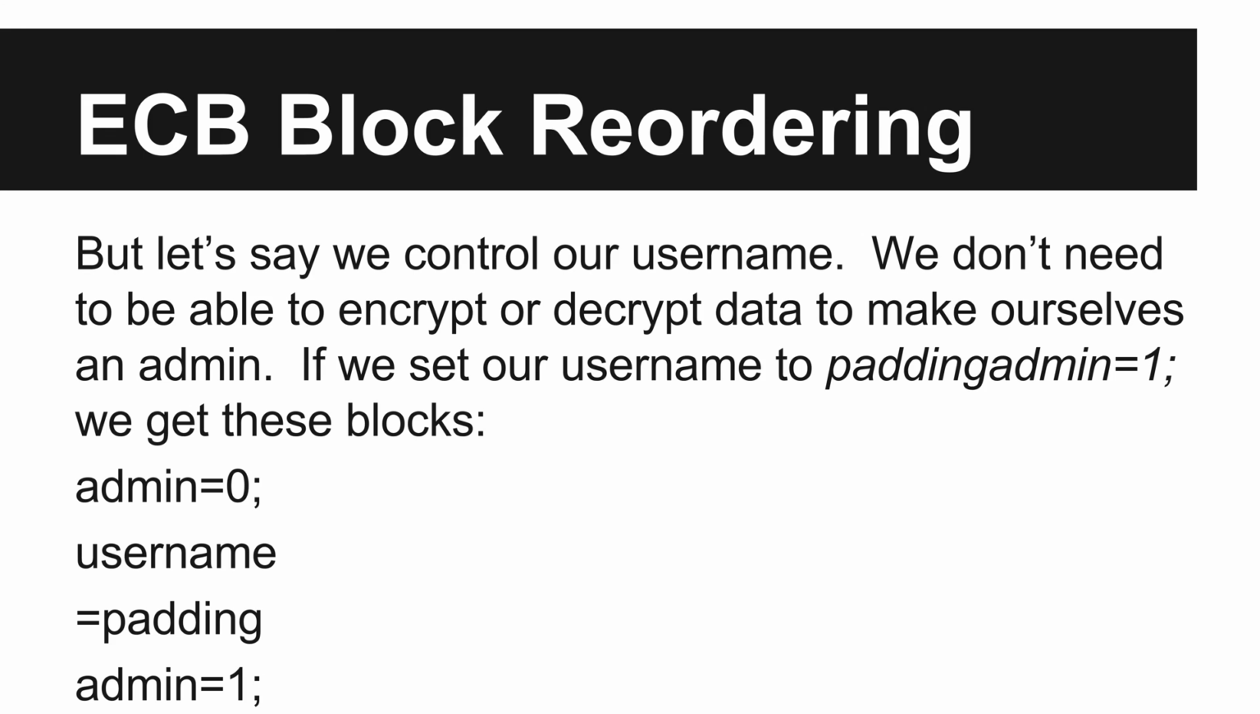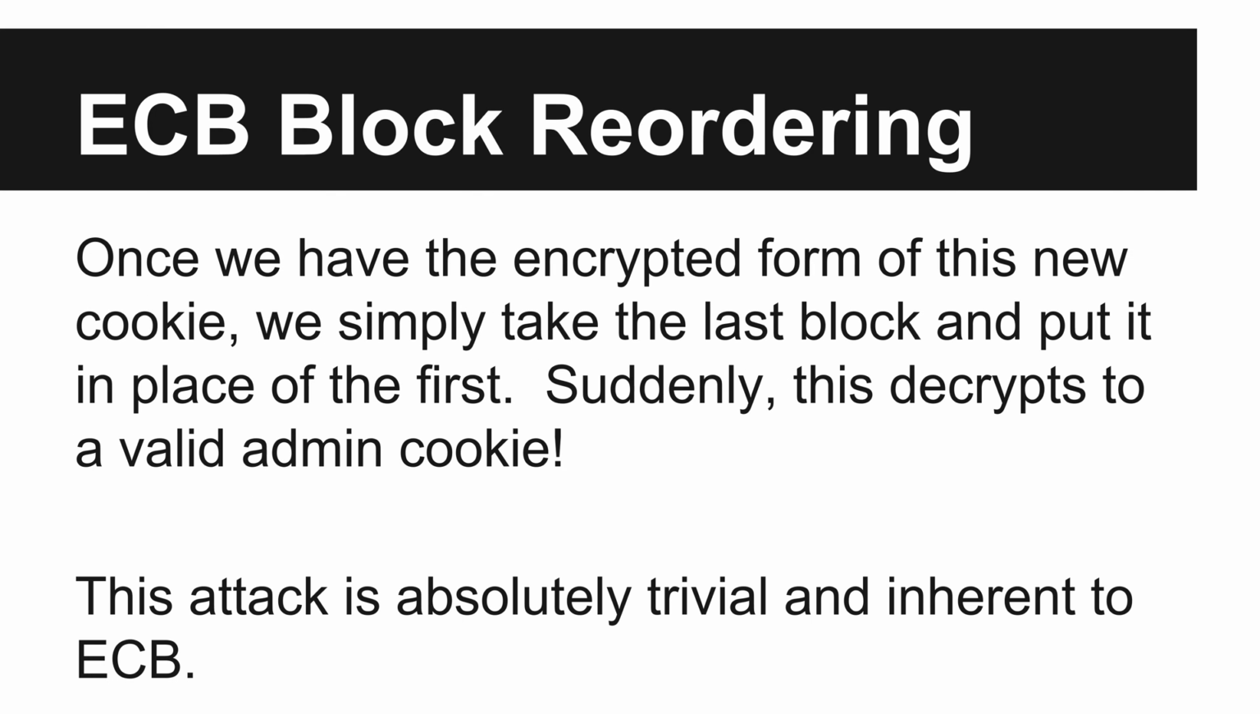If we control our username, there's a big attack we can perform here. We don't need to be able to encrypt or decrypt the data on our own, which necessitates knowing the key, but we can use block reordering to make ourselves an admin. If our username is "paddingadmin=1;", we get a block that contains just "admin=1;", a perfect replacement for the normal "admin=0" first block. All we have to do is take that last block and use it to replace the first block. Now we have a valid admin cookie with the username "padding". This attack is trivial in most cases and absolutely inherent to ECB mode.